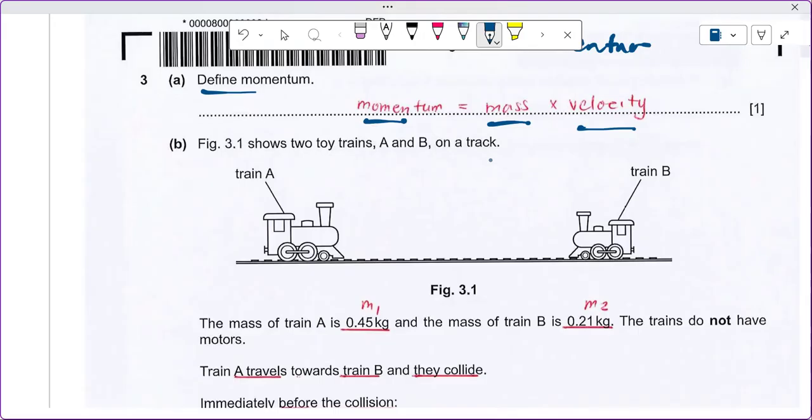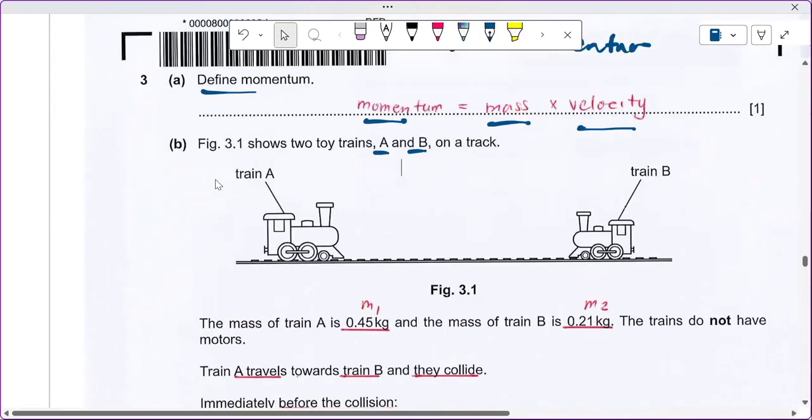All right, so with that said, we now have our A and B on the track. So let's move on. You are told train A is here, train B is there. I look at the diagram, I study it, and I look at what I'm given. The mass of train A is 0.45, so I already mark it off as my M1. The mass of train B is 0.21. So I already know it.